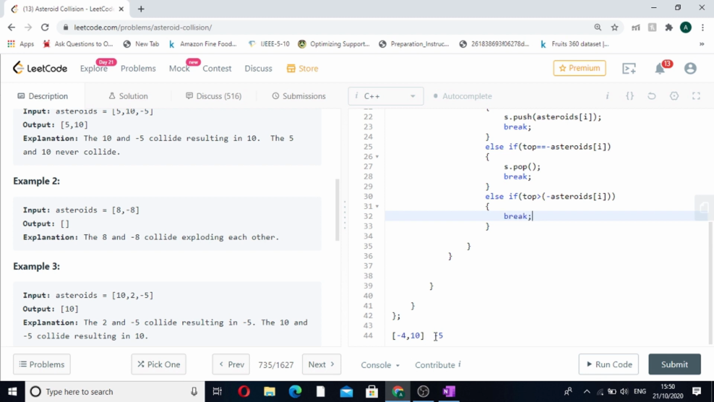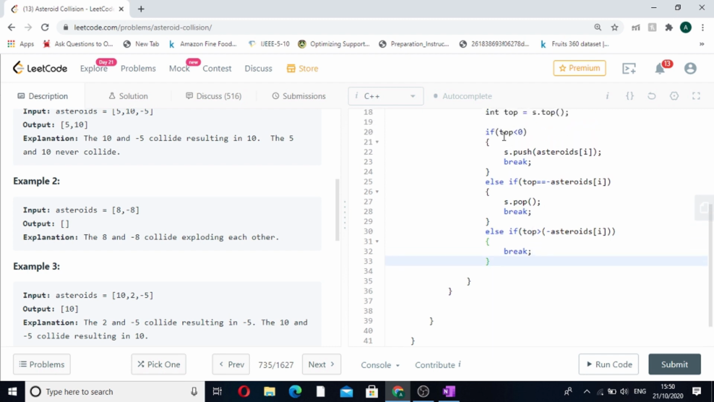Why break? Because we do not require this -5 anywhere now, because 10 when compared to -5 will result in 10 only. So there is not any popping from the stack and there is not any pushing in the stack. So what we will do, we will simply break from it. Now these were the 3 conditions which I have discussed so far.